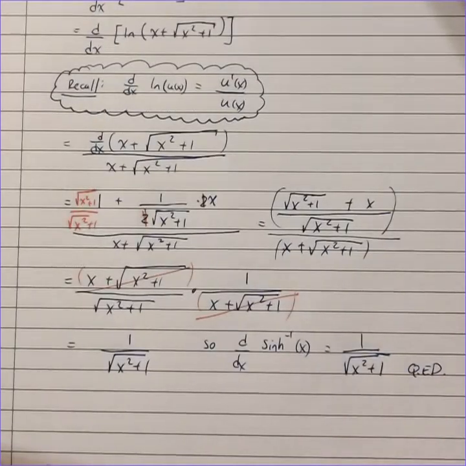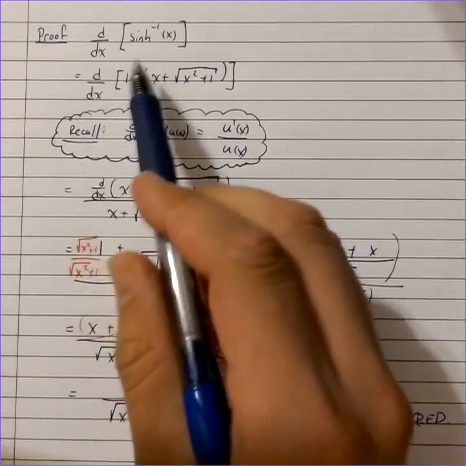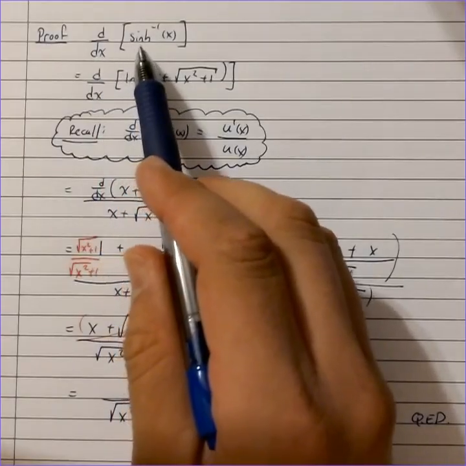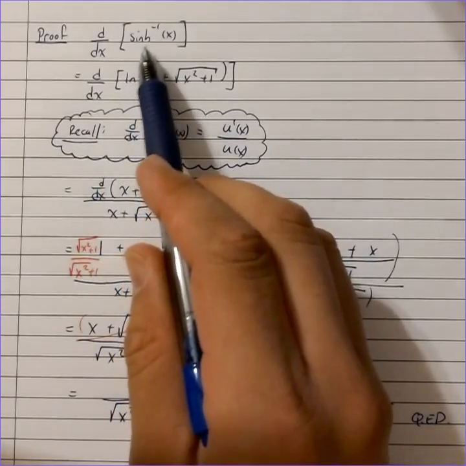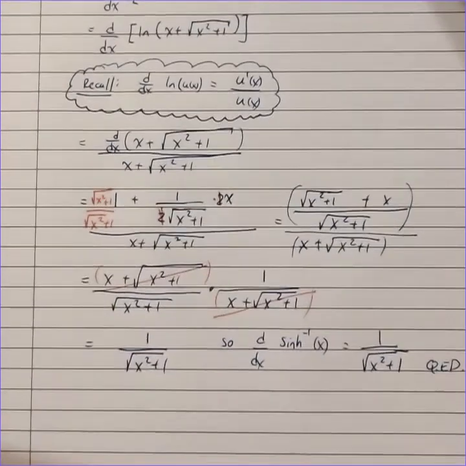As part of your assignment, your part of the homework here, you're going to see, I believe, the proof of, I want to say it's finding the derivative of the inverse hyperbolic cosine, or maybe it's the inverse hyperbolic secant. You're going to see one of those at least in your homework.